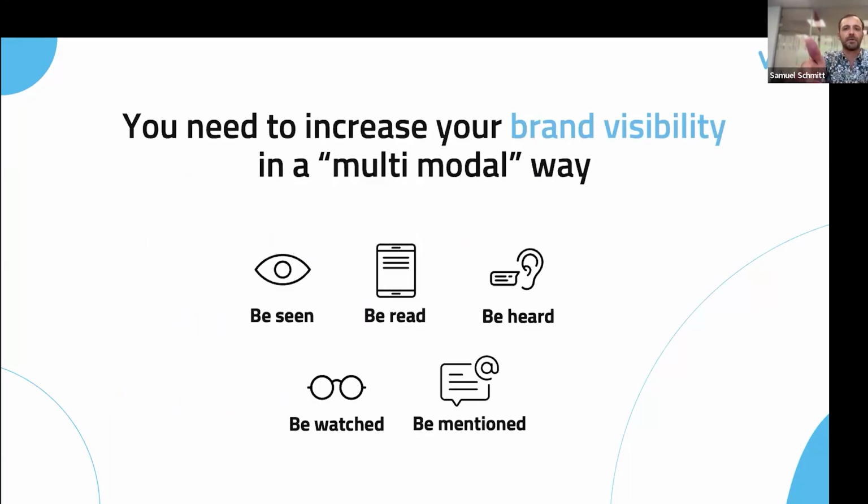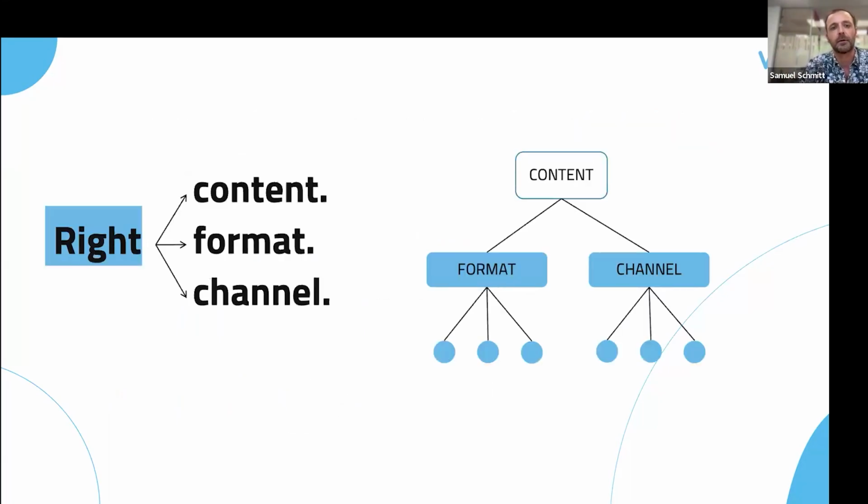You need to increase your brand visibility. Brand visibility is key. You have to be seen, read, heard, watched, and mentioned. This is also the new thing, being mentioned, and in a good way, obviously. Own the narrative. Your content must be in the right format for the right channel. This is something you need to understand: what kind of formats a user on a specific channel expects.